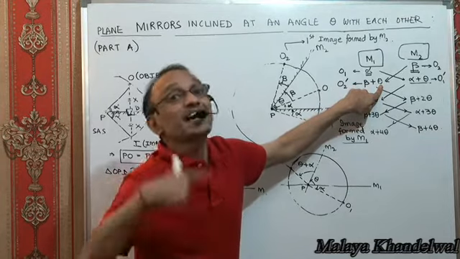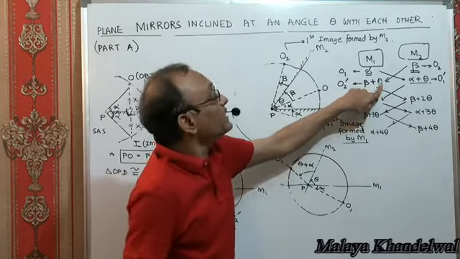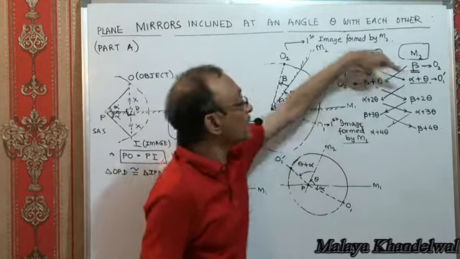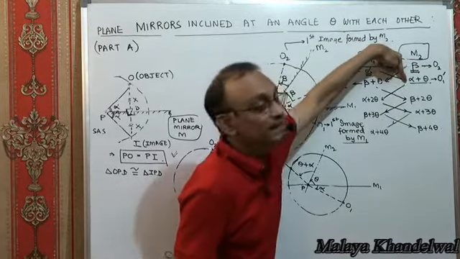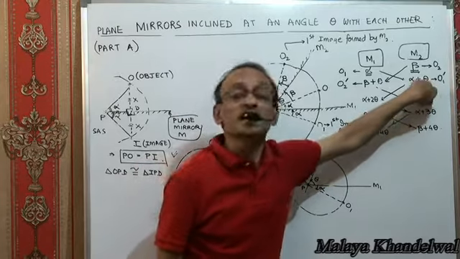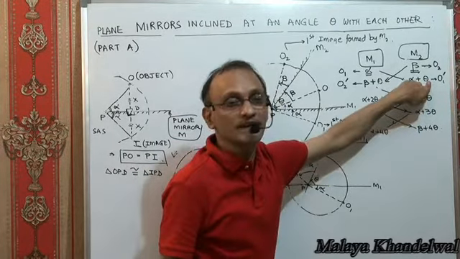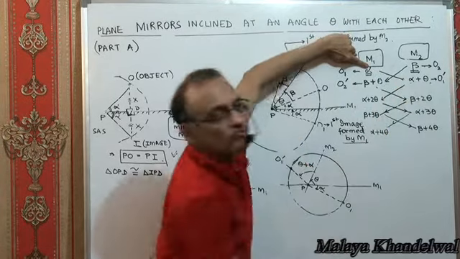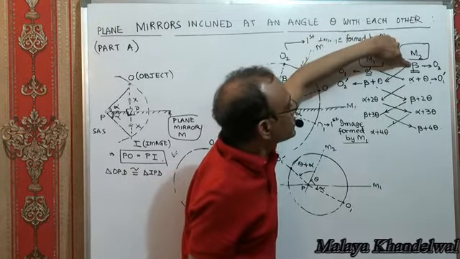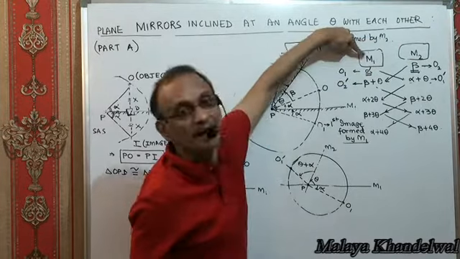That means second reflection from M1. And to get the next image from M2, what I do is, I add theta to this angle, and I get the image out of the second reflection from M2. Yes or no? So I add theta to this, I get the next image formed by M2. I add theta to this, I get the next image formed by M1.